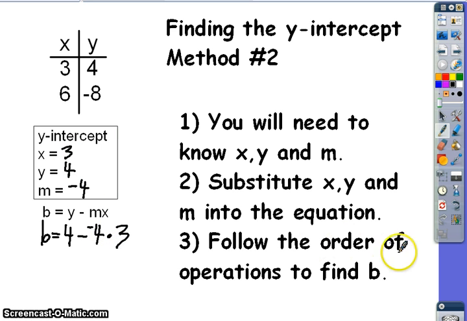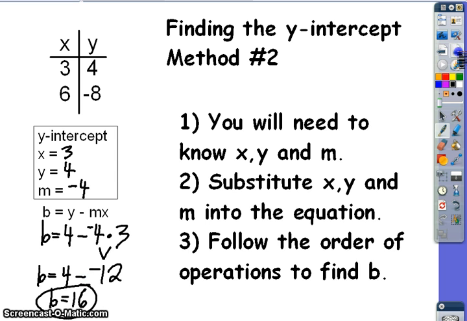Now it just says follow the order of operations to find b. Well, the order of operations says to do multiplication first, so I'll do that. I get -12. I still have 4 minus, and b equals 4 minus -12. It's going to give me 16. So b is 16. Still, b is 16.